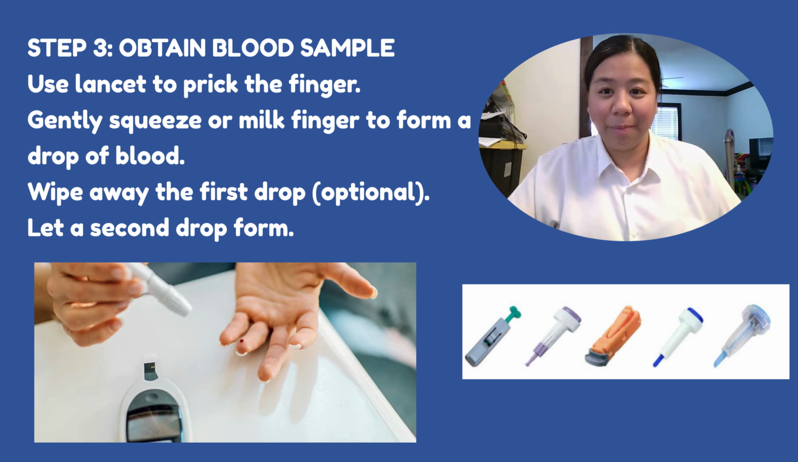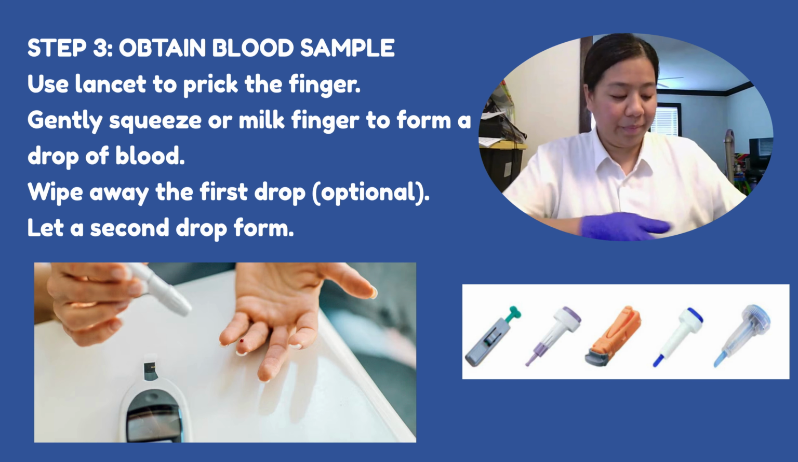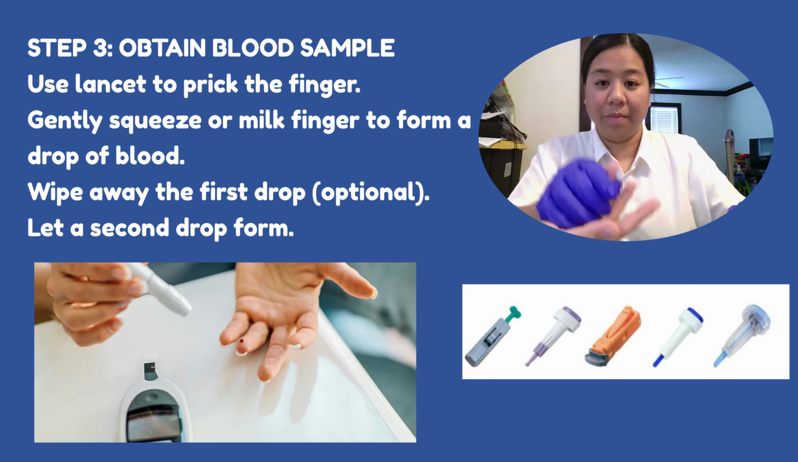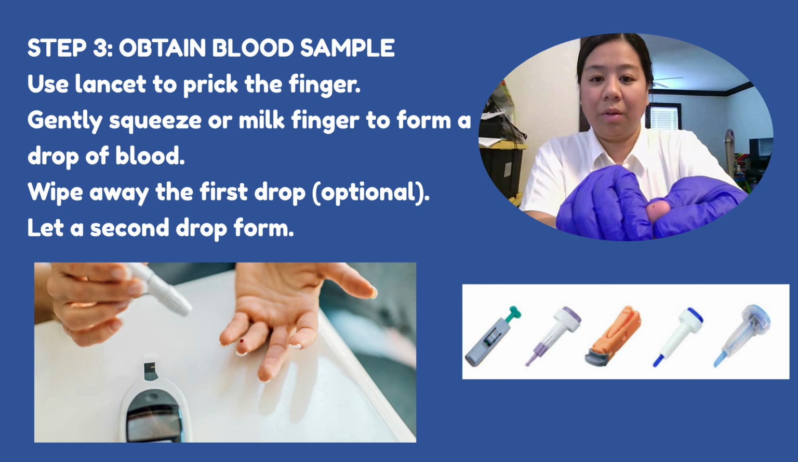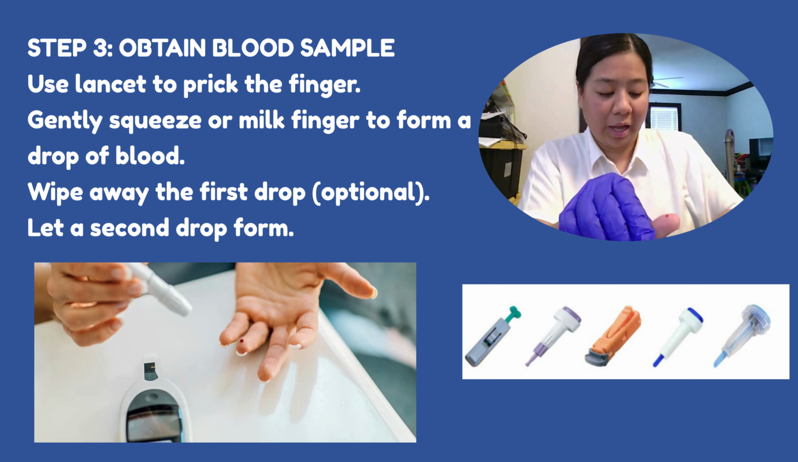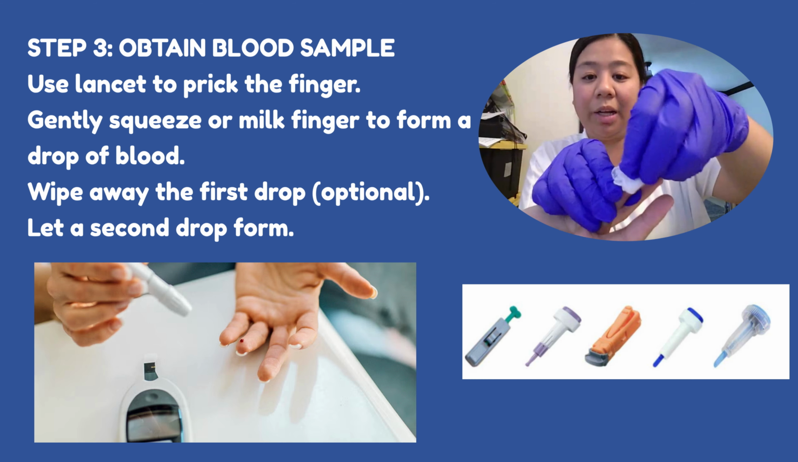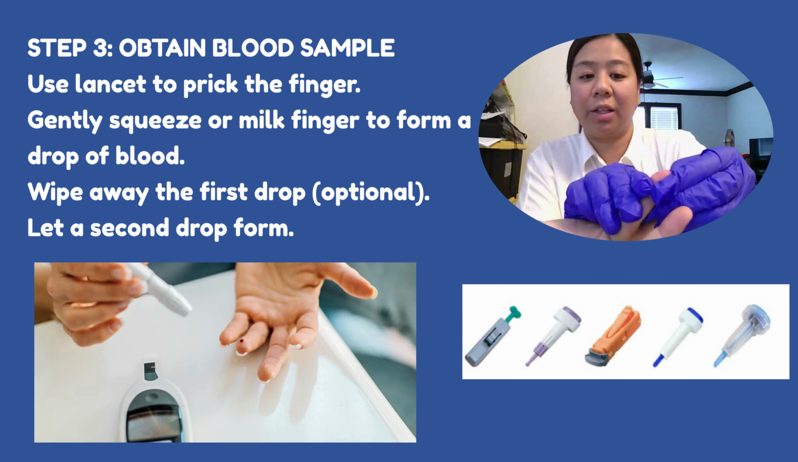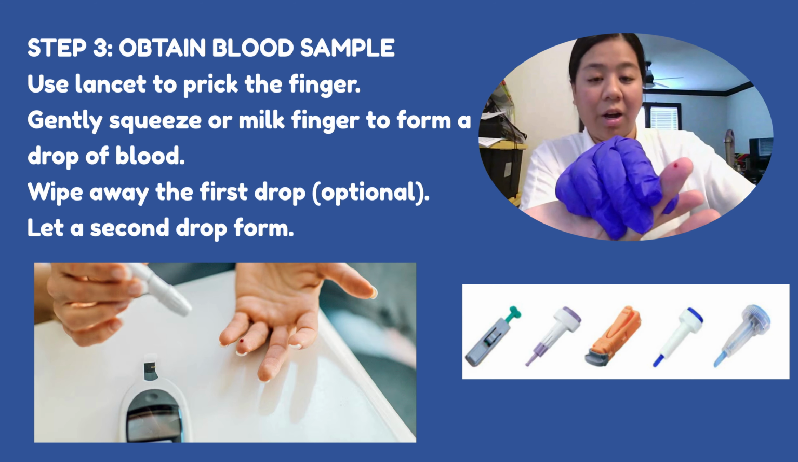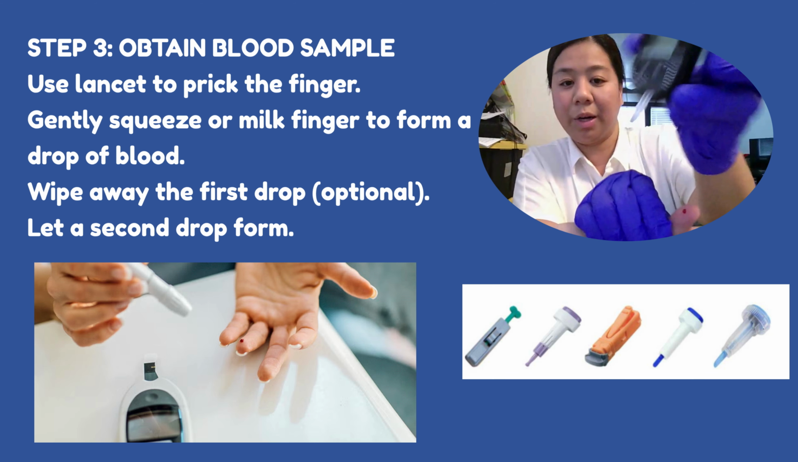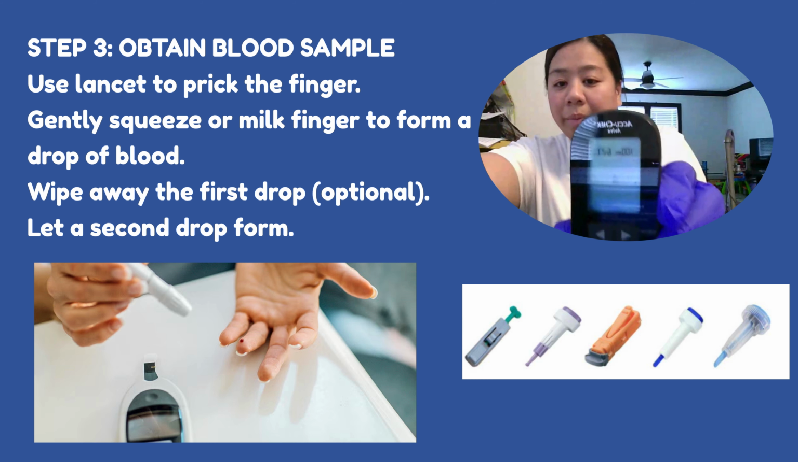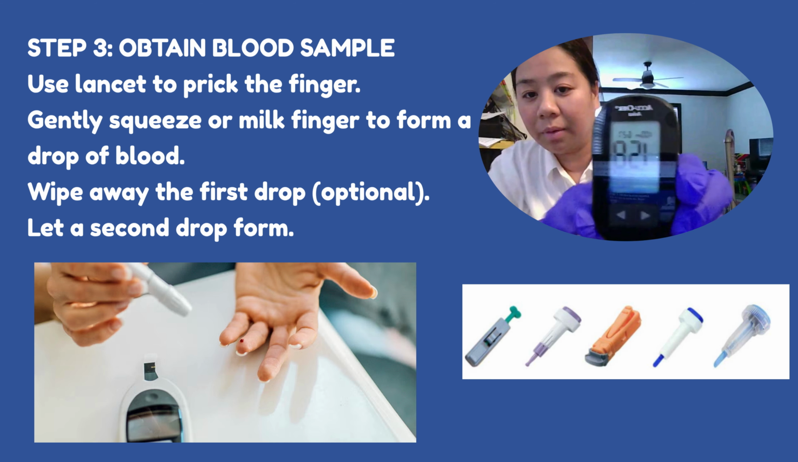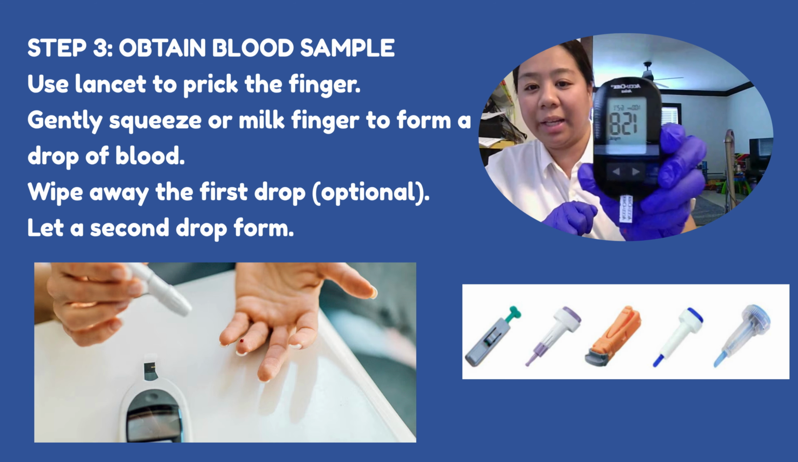And for our next step, obtaining a blood sample. Use a lancet to prick the finger. In my years of practice in nursing, I usually wipe up the first drop of blood to get the most accurate result. This is the second drop, our glucometer with our test strip ready to take the blood sample. For our reading, it's 158.